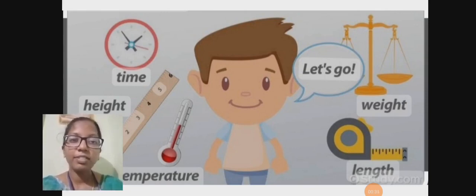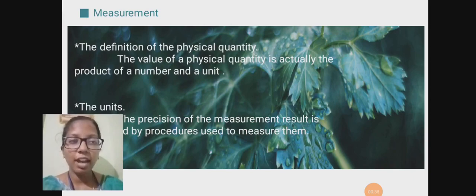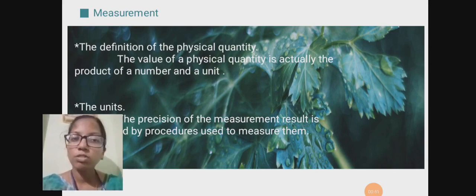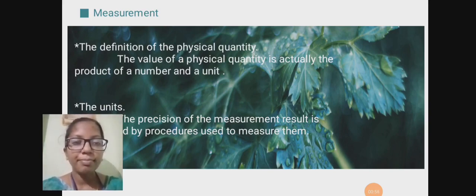Now we can see about the physical quantities. The value of a physical quantity is actually the product of a number and a unit. The precision of the measurement is the result of the procedure used to measure. There are fundamental quantities and derived quantities. Fundamental quantities are length, time, mass, and derived quantities are area, volume.